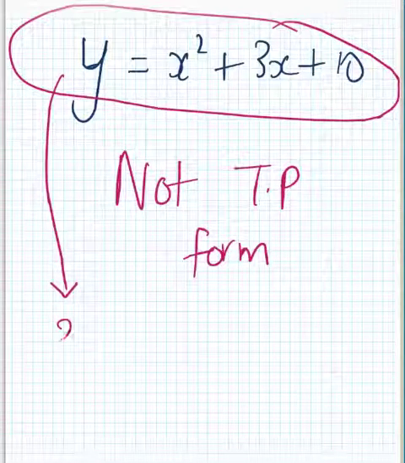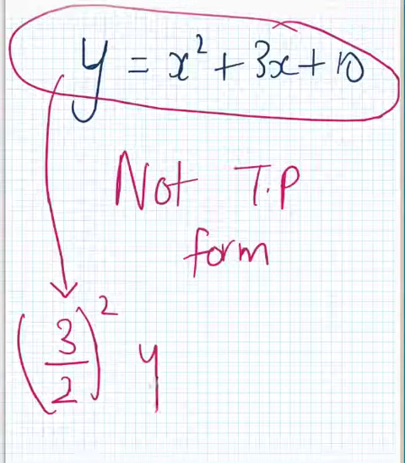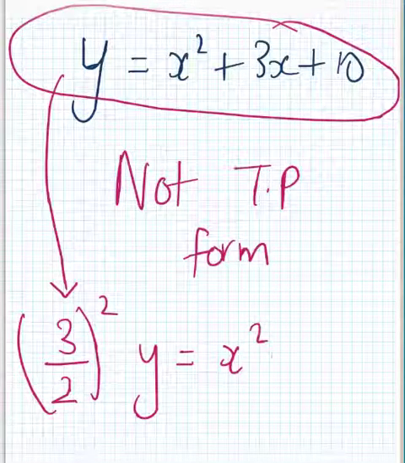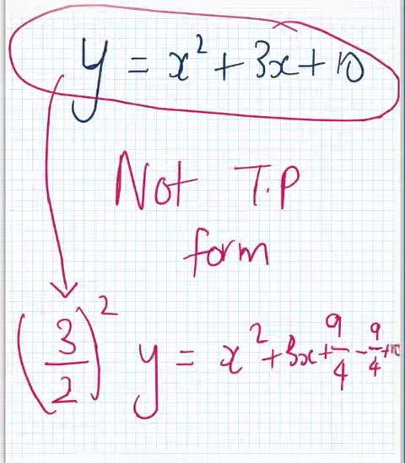Okay, we have b and square it and then add it on. So y equals x squared plus 3x. So we're going to have plus 9 over 4 minus 9 over 4 plus 10. I'll just squeeze it in.